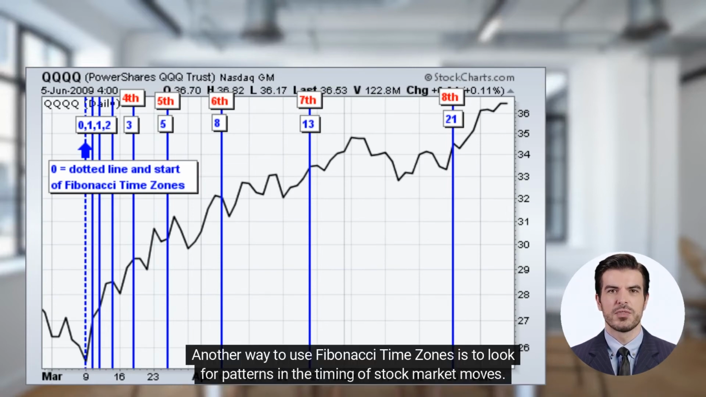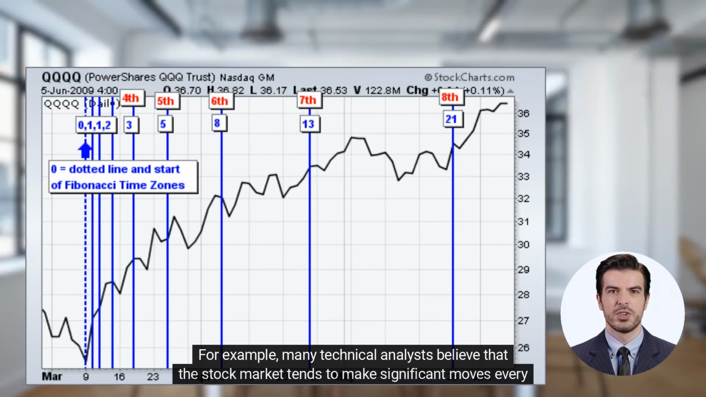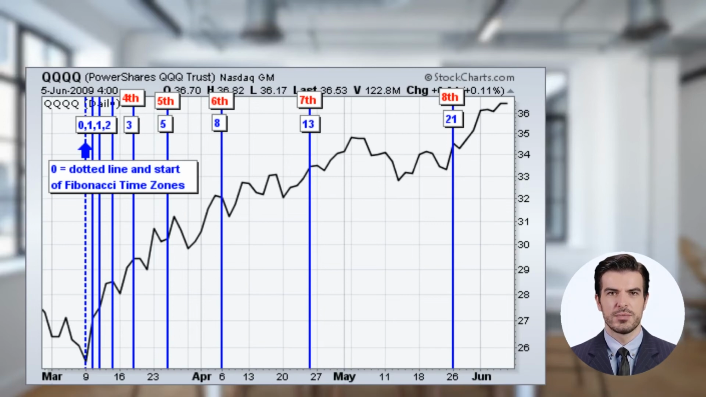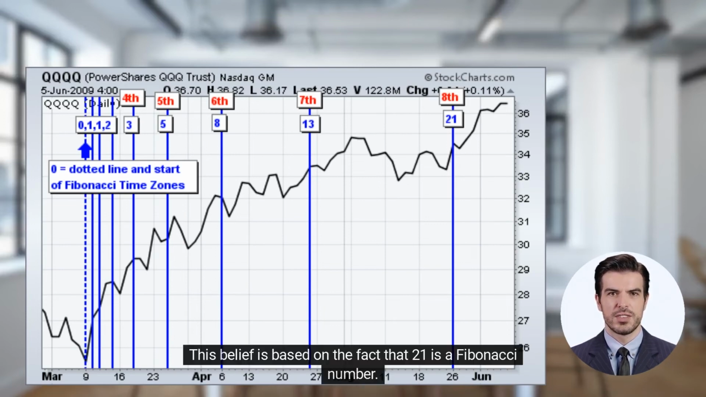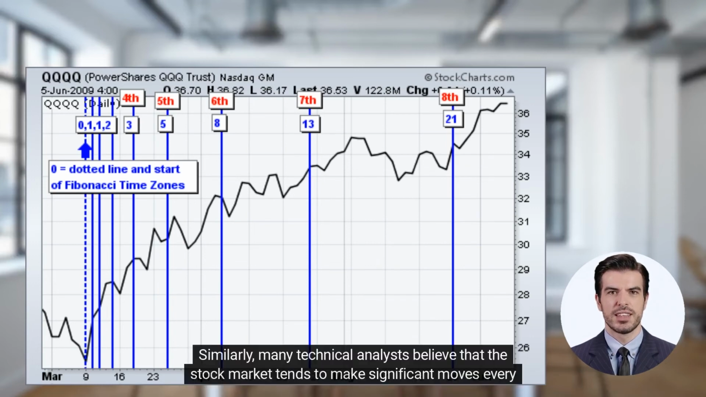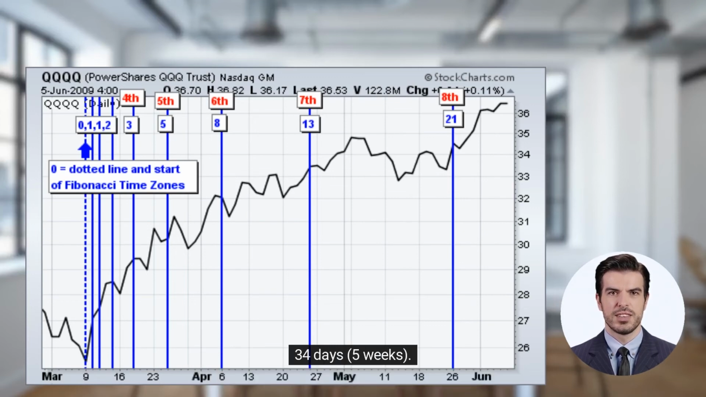Another way to use Fibonacci time zones is to look for patterns in the timing of stock market moves. For example, many technical analysts believe that the stock market tends to make significant moves every 21 days, 3 weeks. This belief is based on the fact that 21 is a Fibonacci number. Similarly, many technical analysts believe that the stock market tends to make significant moves every 34 days, 5 weeks.